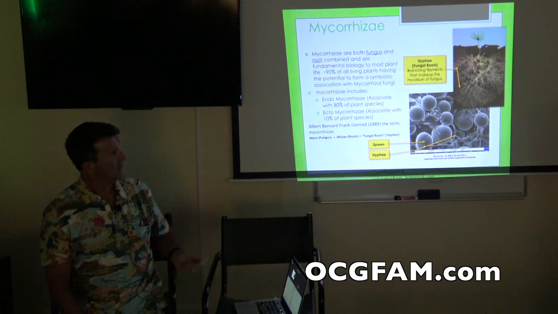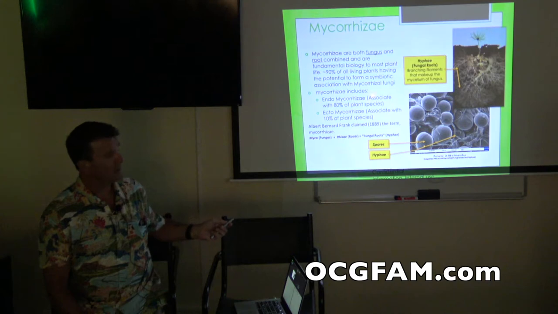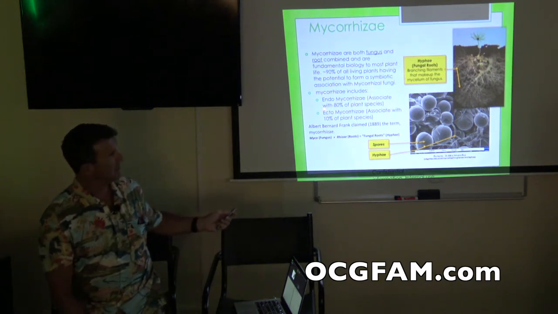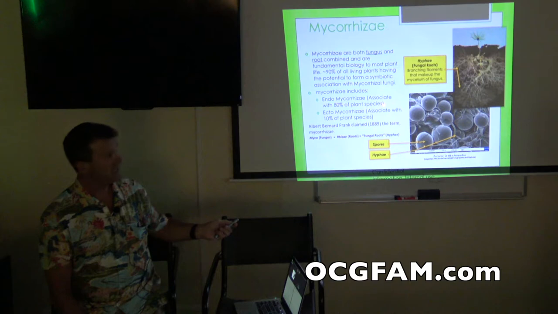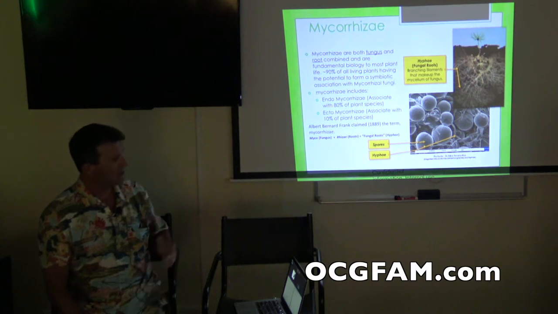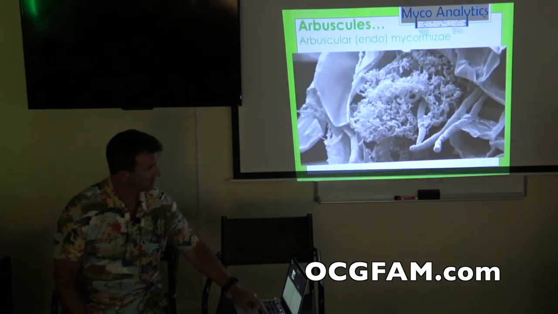So there's endo and ecto mycorrhiza, which are the primary types. There are several other types, like ericoid mycorrhiza and orchid mycorrhiza, but these are the dominant types. It's this endotype that forms with cannabis, and it also forms with 80% of the world's plant species. And then there's ecto, which forms primarily with conifers and oaks. So those are the two major types. They've been around for 460 million years.